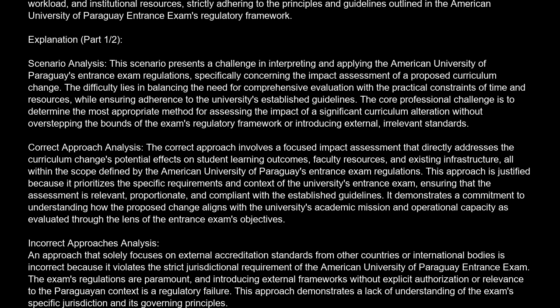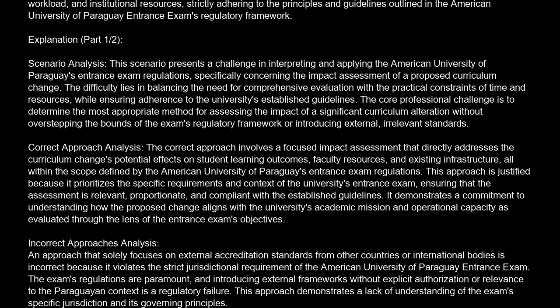Correct approach analysis. The correct approach involves a focused impact assessment that directly addresses the curriculum change's potential effects on student learning outcomes, faculty resources, and existing infrastructure, all within the scope defined by the American University of Paraguay's entrance exam regulations. This approach is justified because it prioritizes the specific requirements and context of the university's entrance exam, ensuring that the assessment is relevant, proportionate, and compliant with the established guidelines.